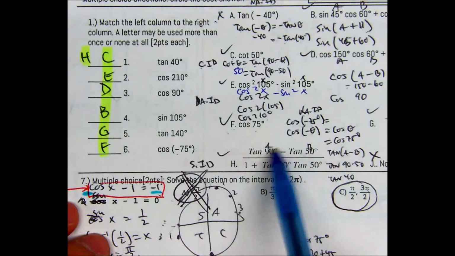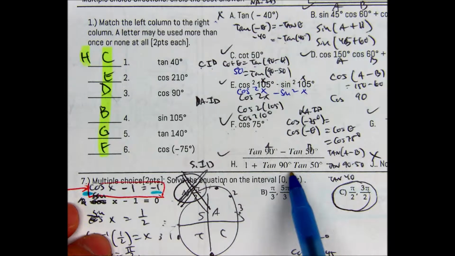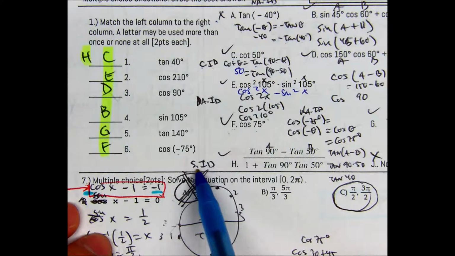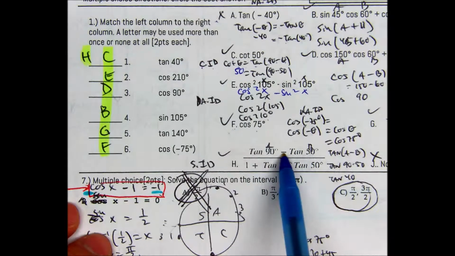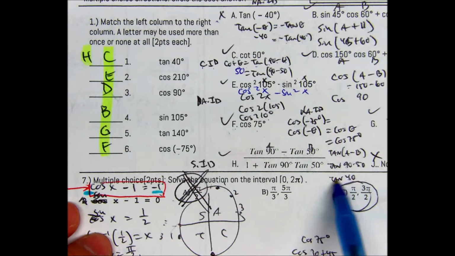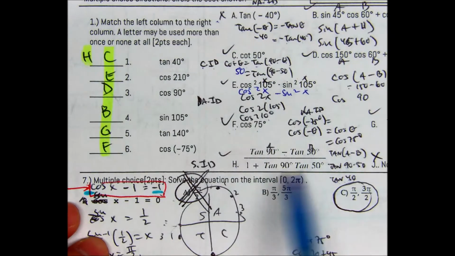H, you have tan 90 minus tan 50 over 1 plus tan 90 times tan 50. So you should recognize that this is the difference identity of tangent. If this is your A and your B value, then you're essentially subtracting those two. 90 minus 50 gives you tangent of 40. So H would also be number 1. Remember, again, these problems are kind of like working backwards.